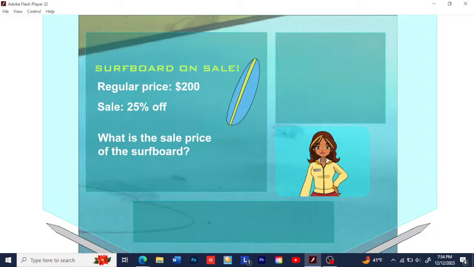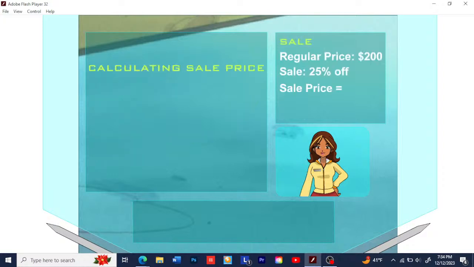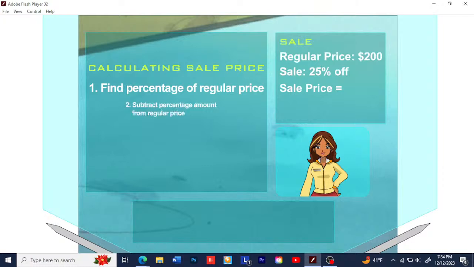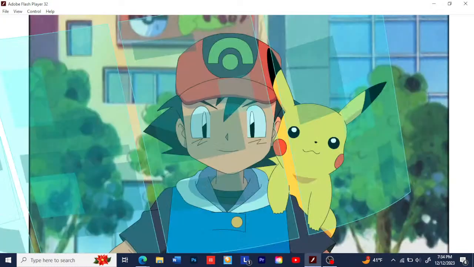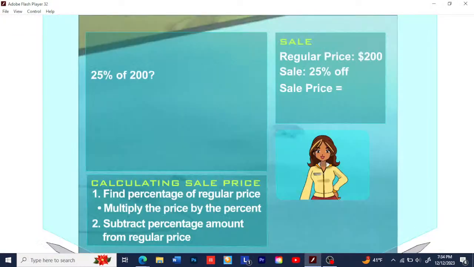To calculate the reduced sale price, we first have to find 25% of $200, and then subtract that amount from the regular price. I call that descent by the percent. Okay, so step 1. 25% of 200? Can you give it a try?